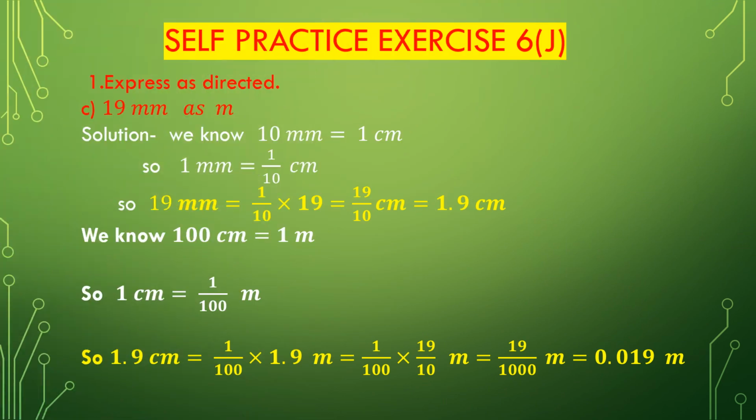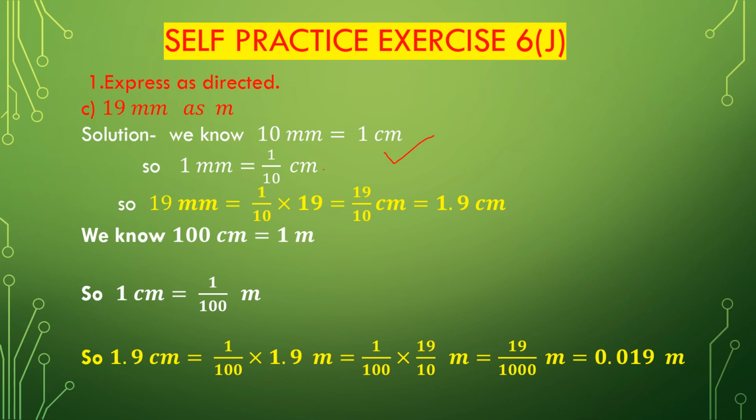Now we solve question number 1, bit C. 19 millimeter as meter. We have to convert 19 millimeter to meter. First to convert millimeter to centimeter, then centimeter to meter. We know 10 millimeter is 1 centimeter. So 1 millimeter will be 1 divided by 10 centimeter. So 19 millimeter will be 1 divided by 10 multiplied with 19 centimeter.